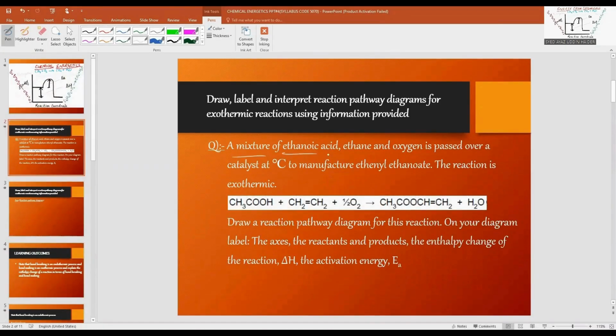A mixture of ethanoic acid, ethene, and oxygen is passed over a catalyst at centigrade to manufacture ethyl ethanoate. The reaction is exothermic. This information is important. In the question, they are asking us to draw a reaction pathway diagram. And in the diagram, you have to label the axis, the reactants, products, the enthalpy change of the reaction, that is delta H, and the activation energy, EA.